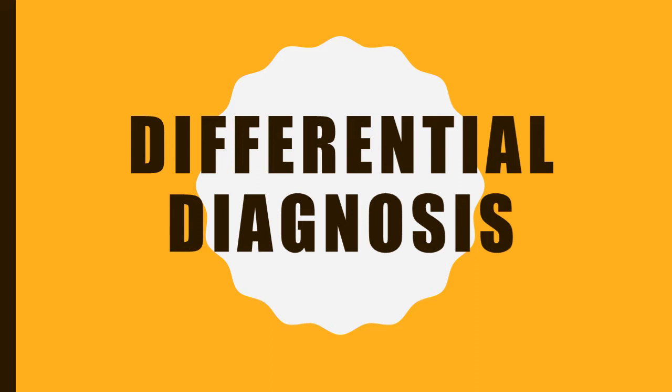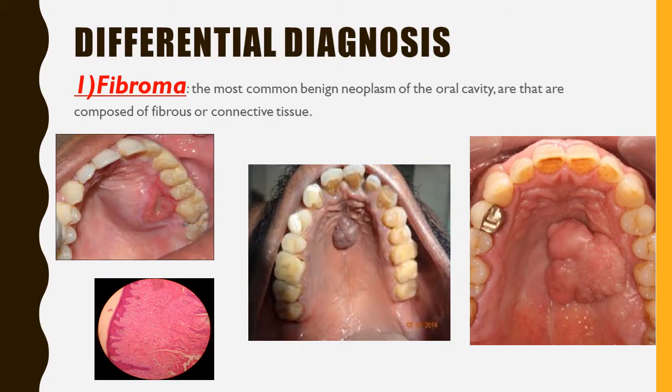Differential diagnosis. Clinical differentials may include the most common lesions, such as fibroma, the most common benign neoplasm of the oral cavity, composed of fibrous or connective tissue. These lesions are mostly sessile or slightly pedunculated with a smooth contour, pale pink color, or may look dark in color. They have firm consistency and occur on gingiva, tongue, buccal mucosa, and palate.